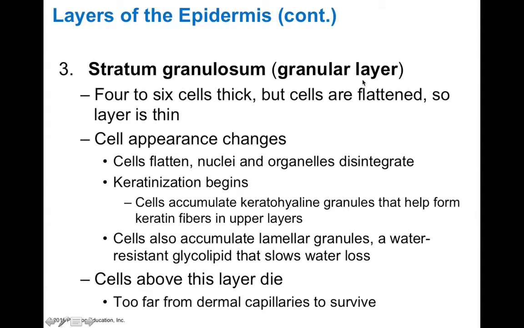Stratum granulosum is called the granular layer. Now, it's about 4 cells thick, and these cells are flattened, so the layers are a little thinner. These start to undergo changes in appearance because the cells flatten, and nuclei and organelles start to disintegrate. This is where keratinization begins, which gives these cells a granular appearance. These cells accumulate keratohyalin granules that help form keratin fibers, and because of this appearance, we call them granulosum. These cells also accumulate lamellar granules, which are a water-resistant glycolipid that slows water loss.